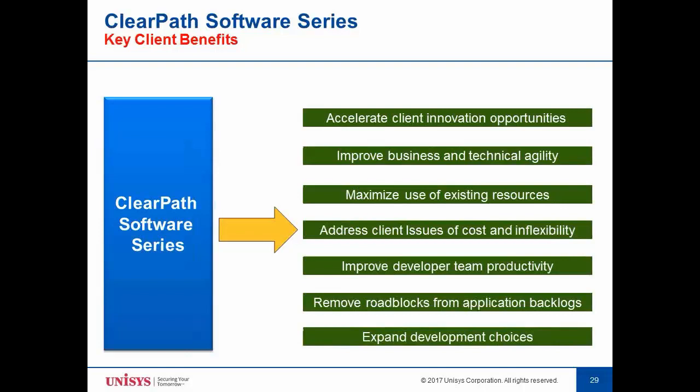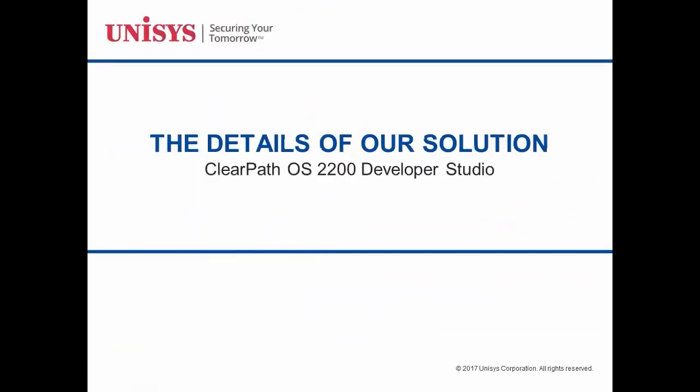And some of the key benefits of the software series are listed on this slide. So the ClearPath Software Series, which Developer Studio is part of, allows you to stay productive and improve your productivity and accelerate your innovation, and also allows you to maximize your existing resources to get more out of them. So let's dive into some details about the OS 2200 Developer Studio.